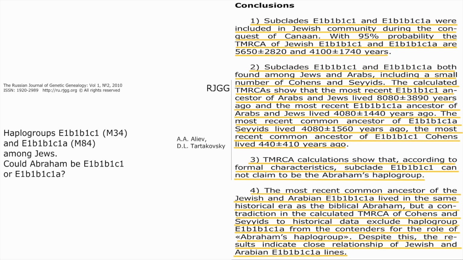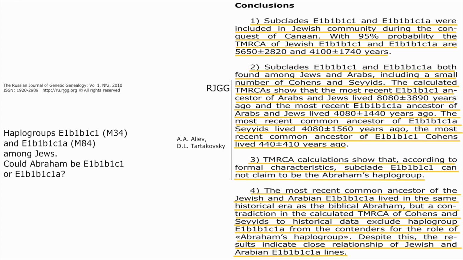Conclusions. 1. Subclades E1b1c1 and E1b1c1a were included in the Jewish community during the conquest of Canaan. With 95% probability, the TMRCA of Jewish E1b1c1 and E1b1c1a are 5,650 plus or minus 2,820 and 4,100 plus or minus 1,740 years. 2. Subclades E1b1c1 and E1b1c1a are both found among Jews and Arabs, including a small number of Cohens and Saids.